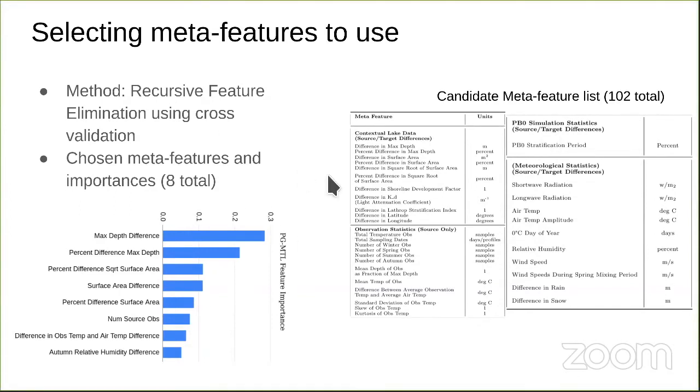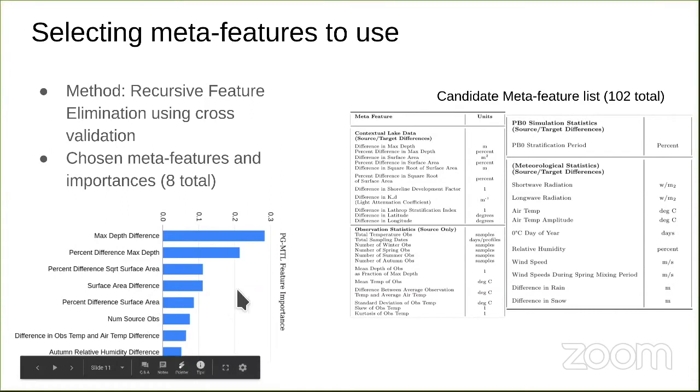And after performing this feature selection, we choose 8 meta features out of the 102, the most important being maximum depth and surface area. And then there are also a few more minor ones like number of source observations.